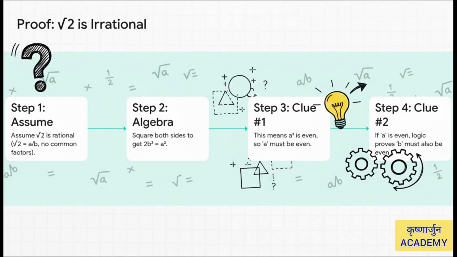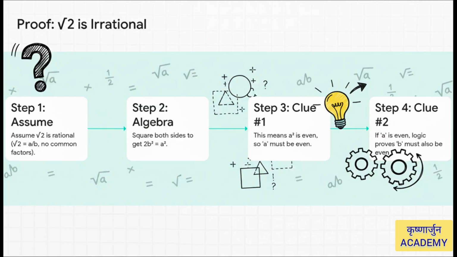First, our big assumption. Let's just pretend the square root of 2 is rational. That means we can write it as a fraction, a divided by b. And this is key, that fraction is in its simplest form, meaning a and b share no common factors. Okay, now we do some algebra, square both sides, and we get 2b squared equals a squared.